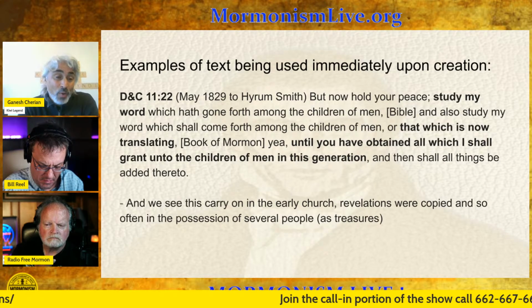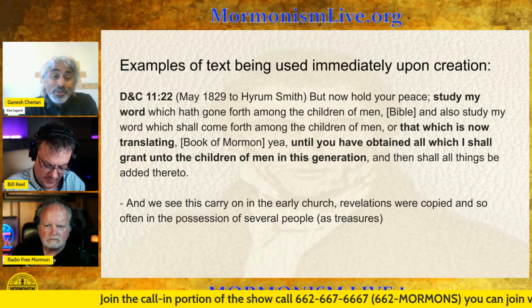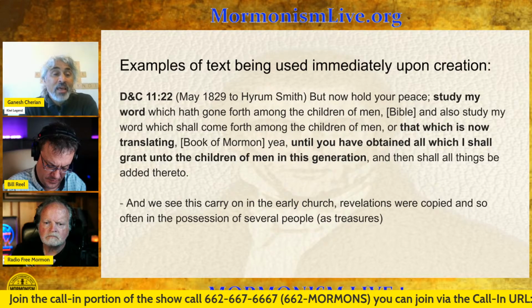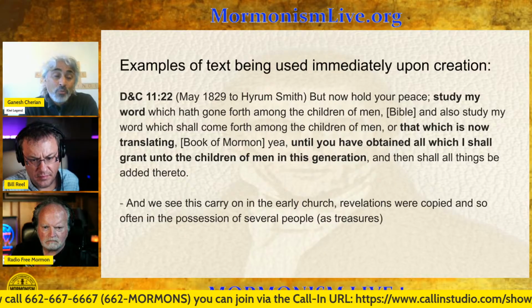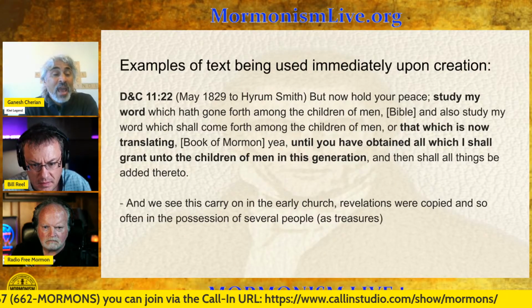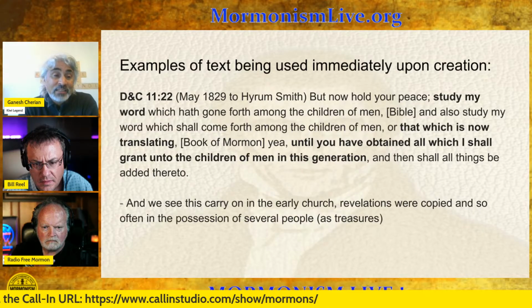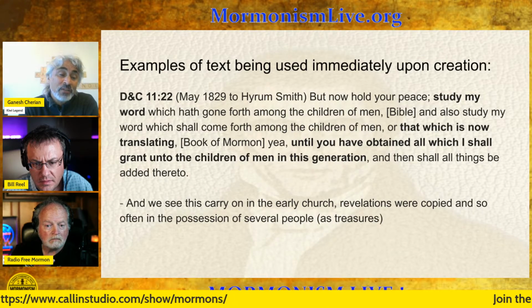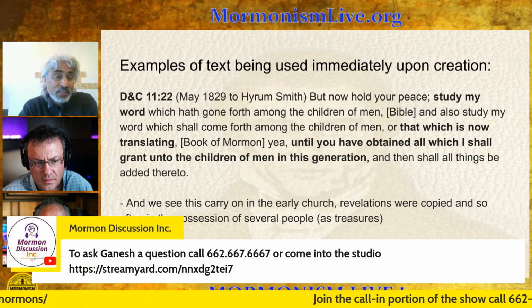Hyrum is part of the audience in May of 1829, and the Whitmers are part of the audience in June of 1829. They are listening to this in the moment. They are reading it that night, and they are commenting on it and pontificating about it, which sets the stage for what Joseph is going to address the next day during the next session of dictation.